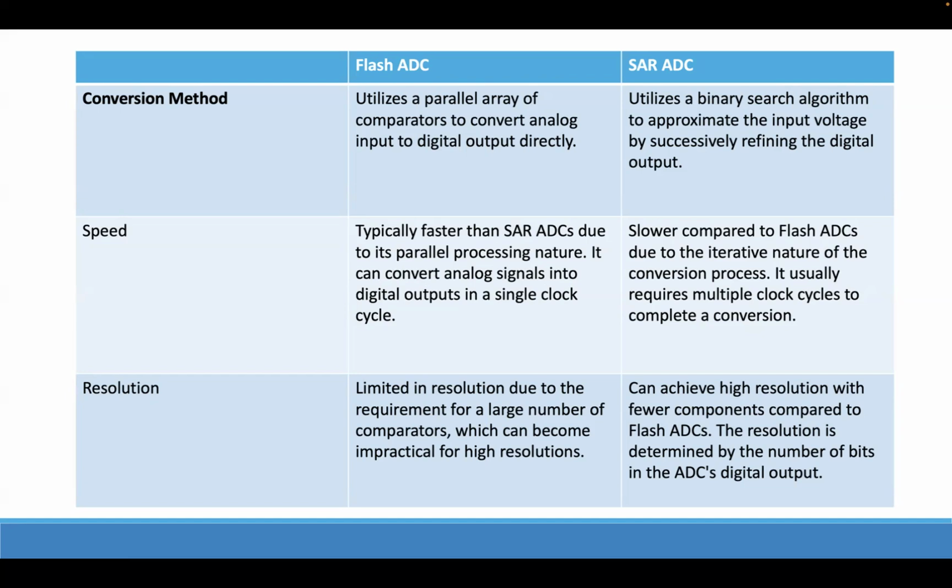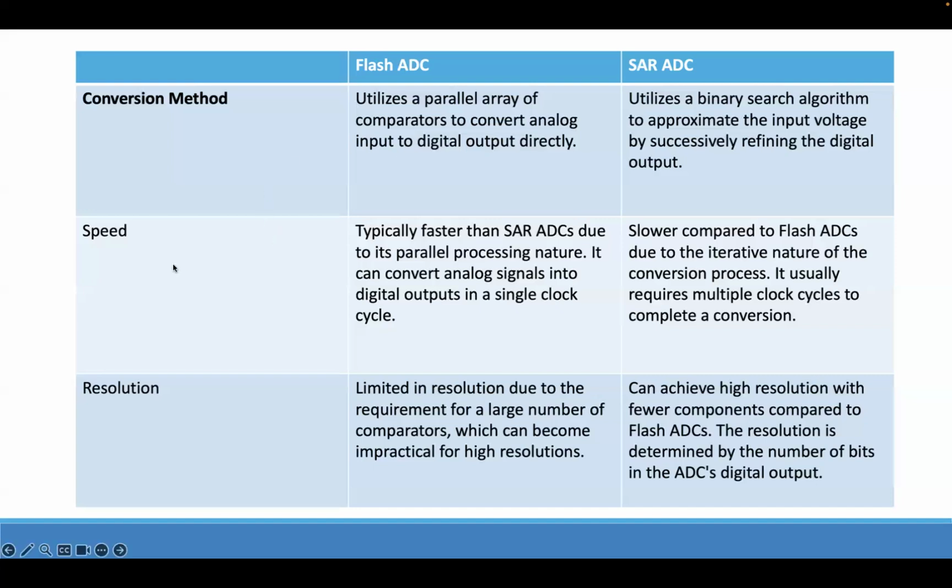But on the other hand, the SAR ADC uses the binary search algorithm, and it produces an approximate mapping of the input voltage to the digital output. As we see, we have only one comparator, working by the binary search algorithm, and it takes time to determine the equivalent digital output.